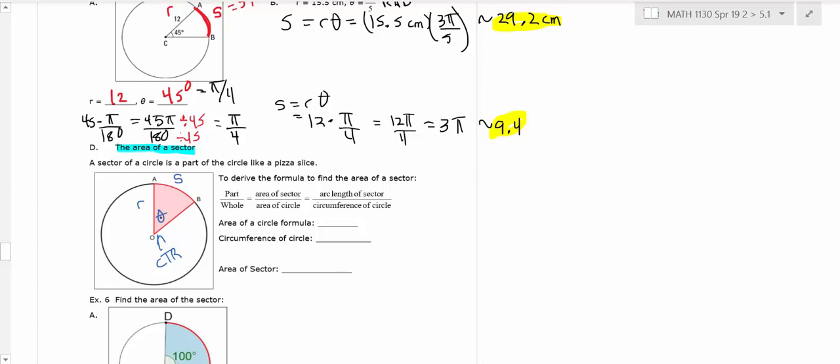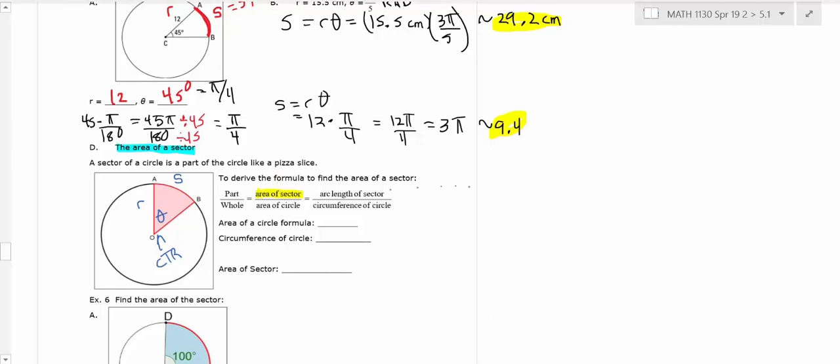Okay, so we already know S equals r theta, but we want to find the area of that sector. Think of that like a piece of pie or pizza. That's a sector. So actually what we do is a part to whole proportion. So we're going to fill this in kind of like this and derive this.